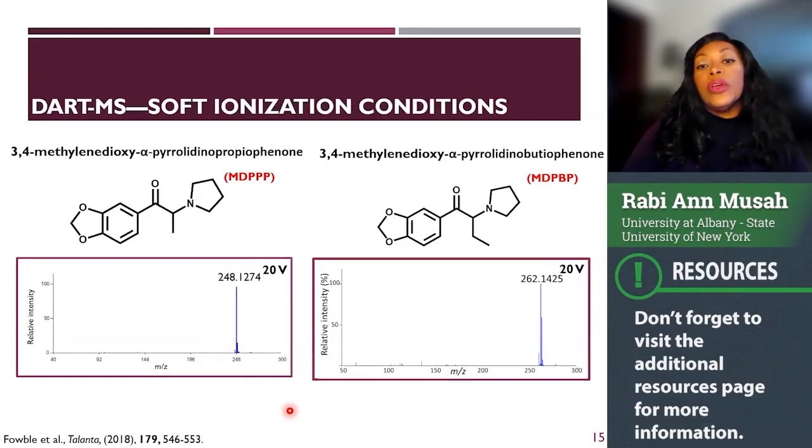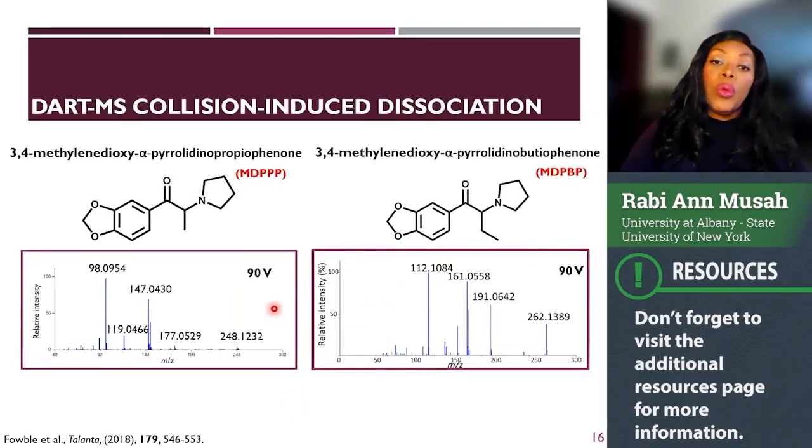But if, on the other hand, you look at the 20-volt spectra obtained by DART, you get these wonderful high-resolution masses from which you can extract molecular formula information. And furthermore, if you were, for example, to analyze these two compounds by DART HRMS under collision-induced dissociation conditions, so that would be 90 volts in each case, you have a range of fragments that you can work with.